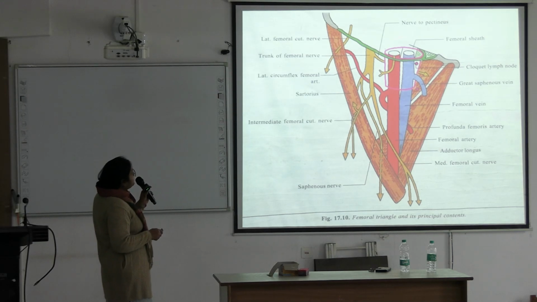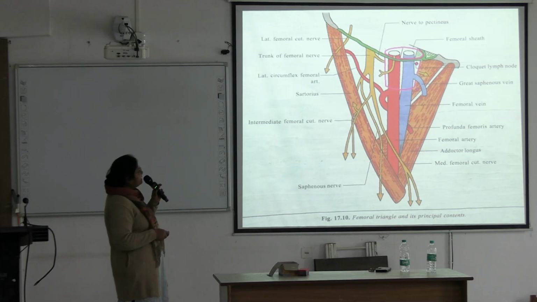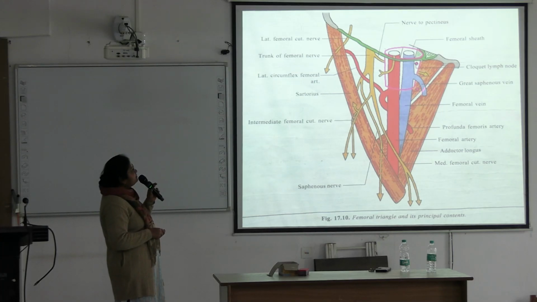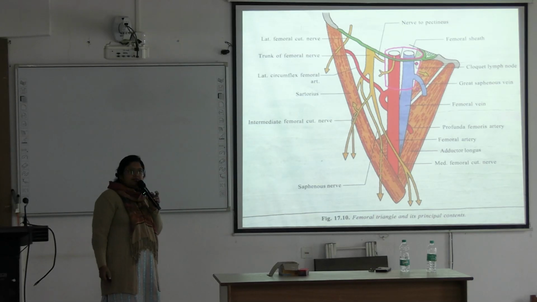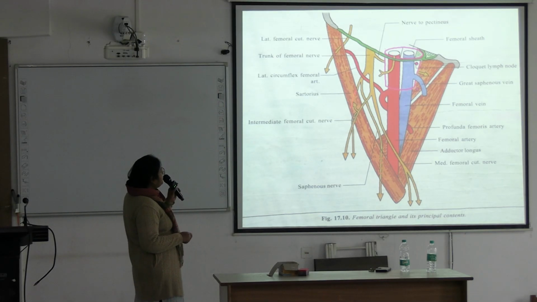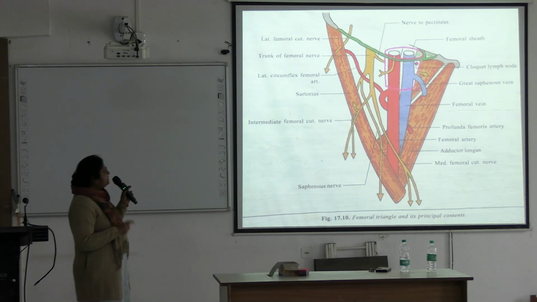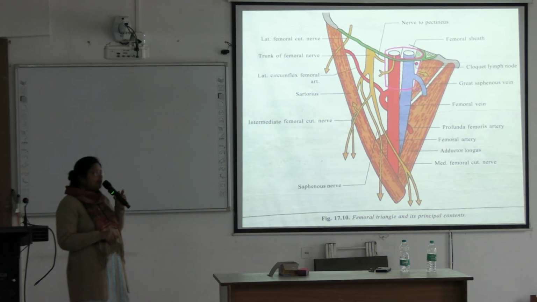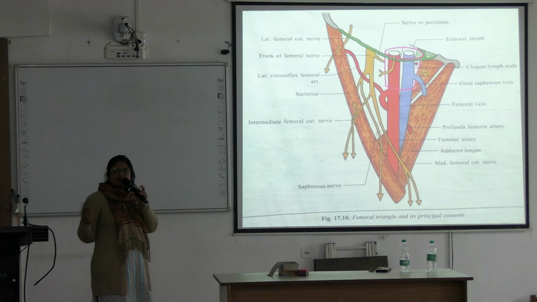So all these are contents of the femoral triangle, and here is another, the deep inguinal lymph node. This is one, and another is lying over the femoral ring, and the first one is lying here at the junction between the femoral vein and the great saphenous vein. Okay, so these are the contents of the femoral triangle, and this diagram you remember carefully. You have to see all these structures in the dissection.